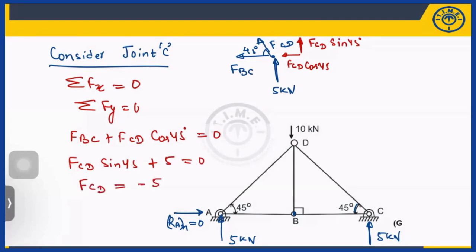Minus of 5. Sine 45 is 1 by root 2, so this will become 5 root 2. F of CD is equal to 5 root 2. This force is compressive because a negative sign is coming.